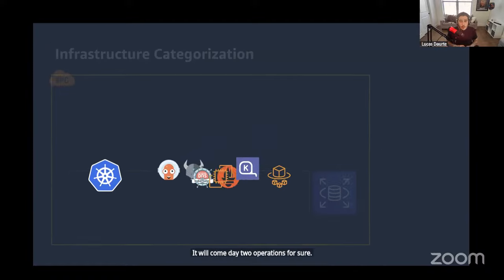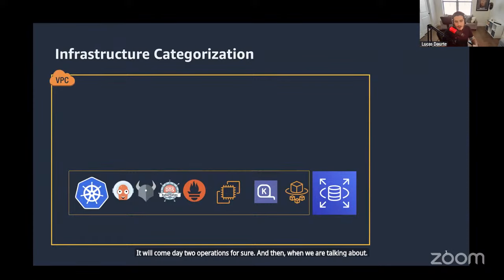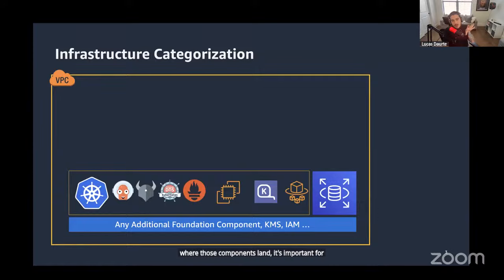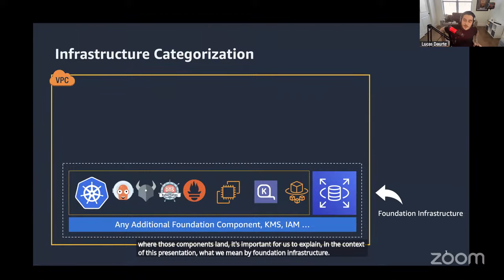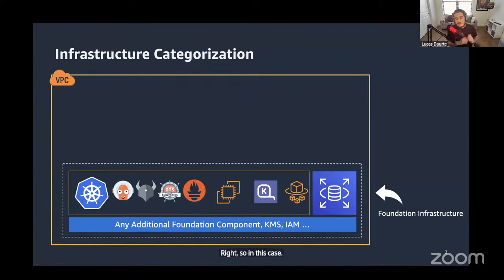And then when we are talking about where those components land, it's important for us to explain in the context of this presentation what we mean by foundation infrastructure, right? So in this case, you saw that we have Kubernetes, we have maybe an RDS database, DynamoDB tables, any foundation component. And then we wrap this up, and this is what we call foundation infrastructure.